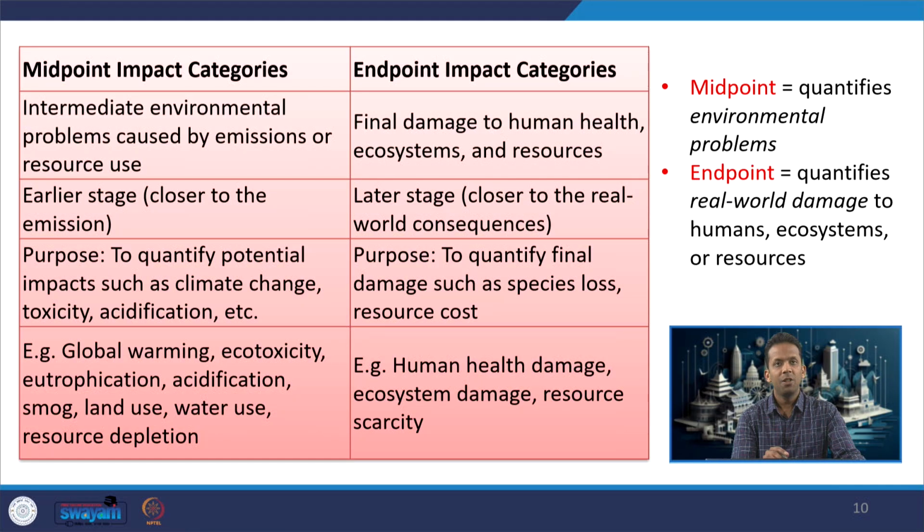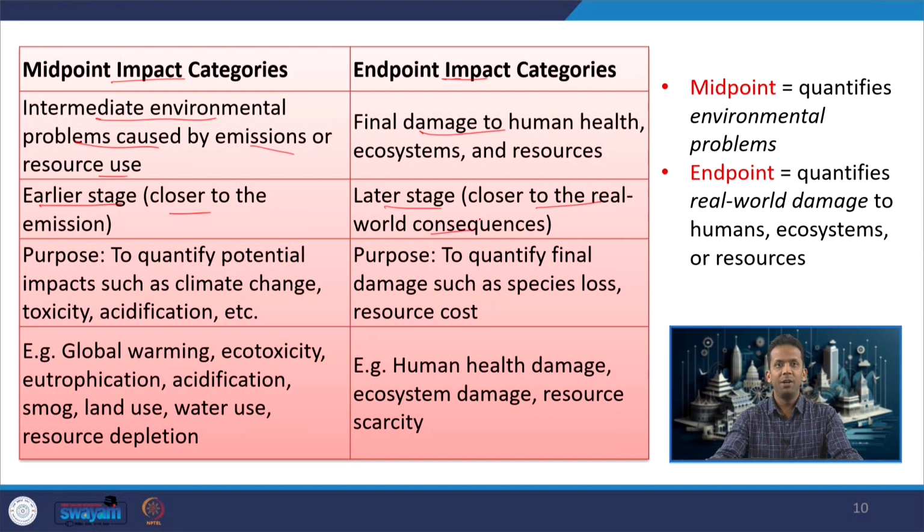So, what is the difference between these two categories? Midpoint impact category is intermediate environmental problems caused by emissions or use of resources, whereas endpoint impact is the final damage to the components of the environment, which is human health, ecosystem and resources majorly. Midpoint impact category occurs in the earlier stage of the process, which is closer to the emission point, closer to the source of the problem. Endpoint impact category happens at a later stage, it is realized at a later stage, closer to the real world consequences.